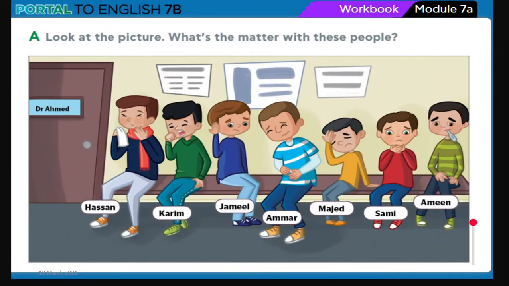Now I want you to move to your workbook. Now we are going to apply your understanding of the vocabulary that we studied at the beginning by answering exercise A. So I want you to open your workbook, page 94, exercise A. What you are going to do now is look at the pictures. What is the matter with these people? Try to guess. So have a look.